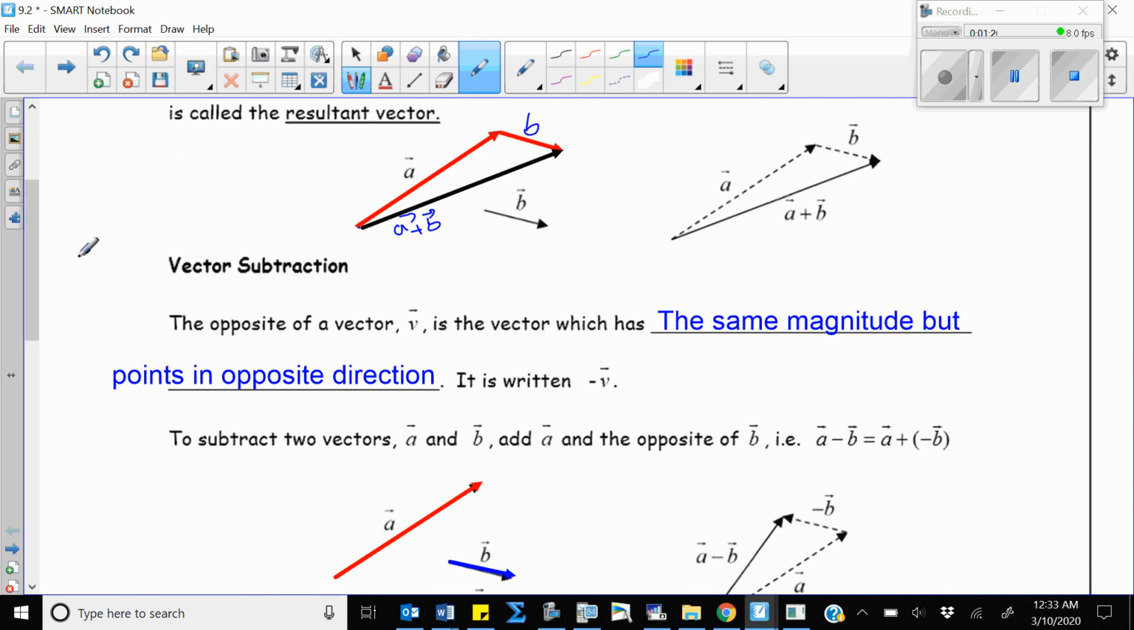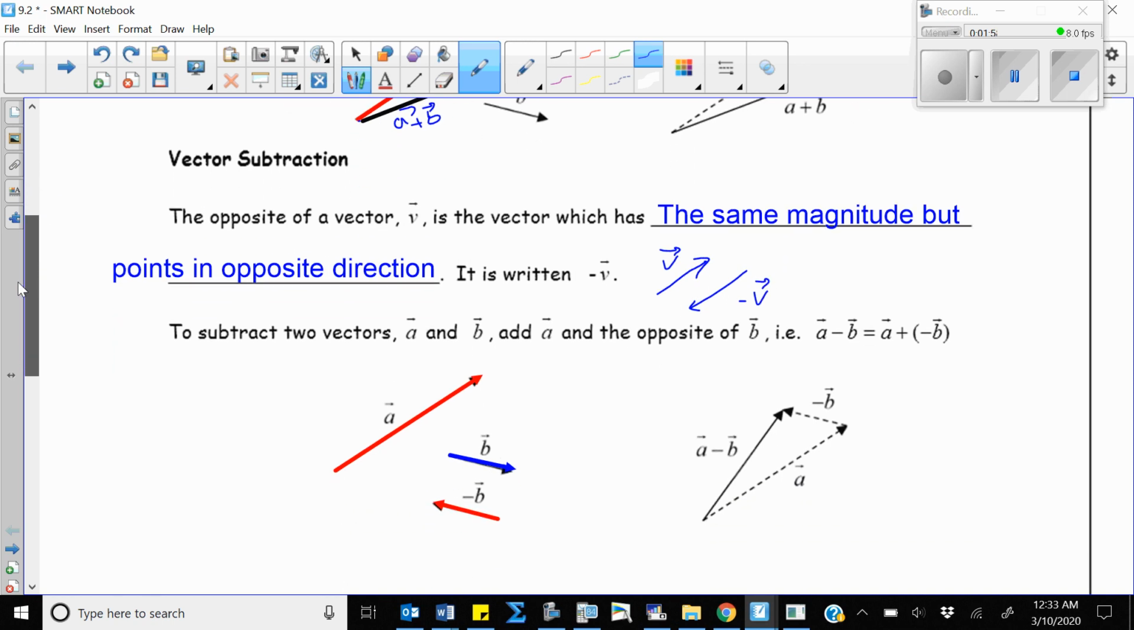Now let's see how we can subtract two vectors. Before learning how to subtract a vector, we're going to learn about the opposite vector. The opposite of a vector is a vector which has the same magnitude but points in the opposite direction. It's written as negative v. For example, if this is vector v, the opposite of v is going to be a vector with the same magnitude but opposite direction. So that's called negative v.